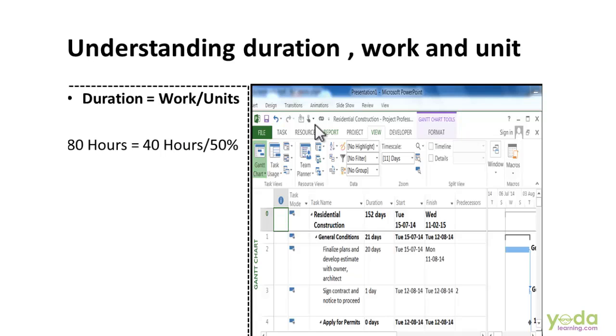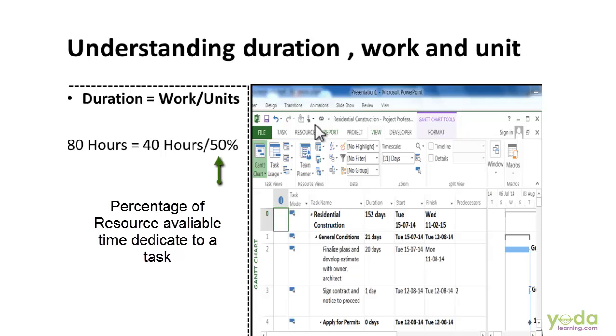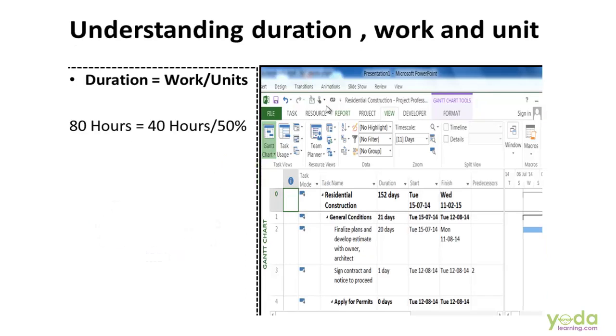Assignment units, usually referred to as just units, are the percentage of the assigned resource's available time dedicated to a task. Full time is 100%, half time is 50%. You can show units as a decimal too. In that case, full time is 1.0 and half time is 0.5.